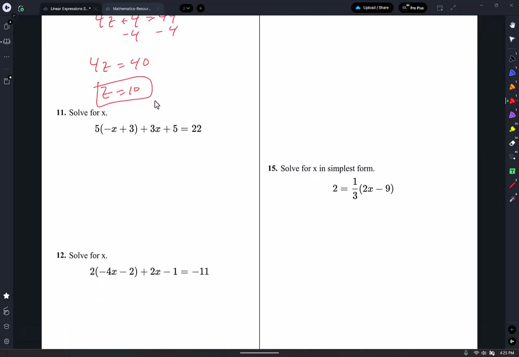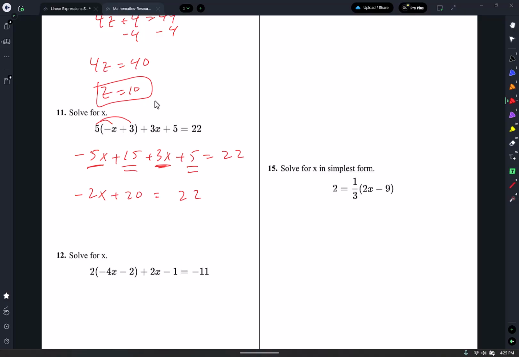This one I would probably just distribute. Negative 5x minus 15. Oh, do you want to see what we're doing? Oh, no, you're right. It is not minus 15. It's plus. Thank you. I'm going to drop the parentheses. Plus 3x plus 5 equals 22. I'm going to combine like terms. I have a negative 5x and a positive 3x, so that's negative 2x. I have a positive 15 and a positive 5, so it's going to be plus 20 equals 22.